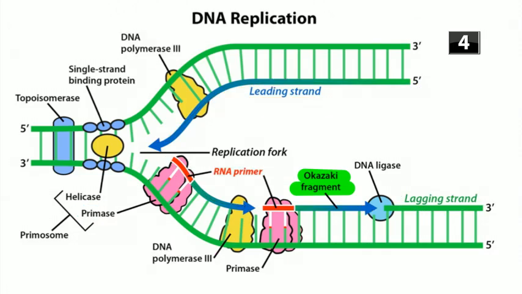So what do you do with all these little Okazaki fragments on the lagging strand? Well, there's a different polymerase called DNA polymerase 1 that breaks down the RNA primer, and then it fills in the gaps with DNA. And then another enzyme called DNA ligase joins the Okazaki fragments together. So make sure you know all those prokaryotic polymerases.